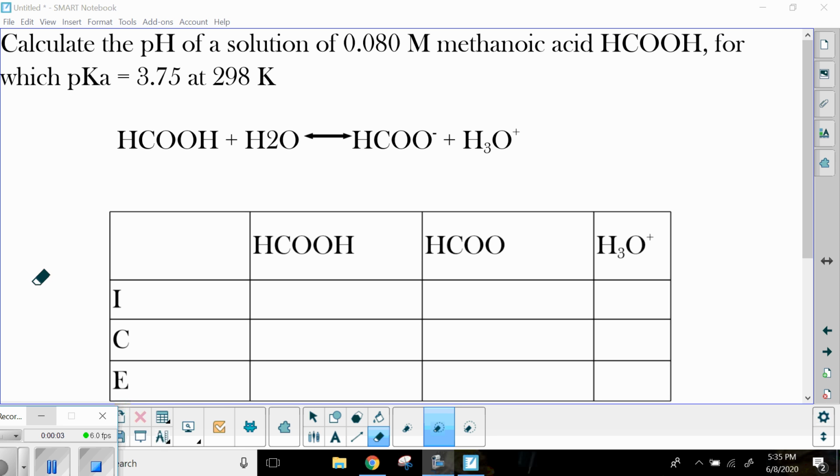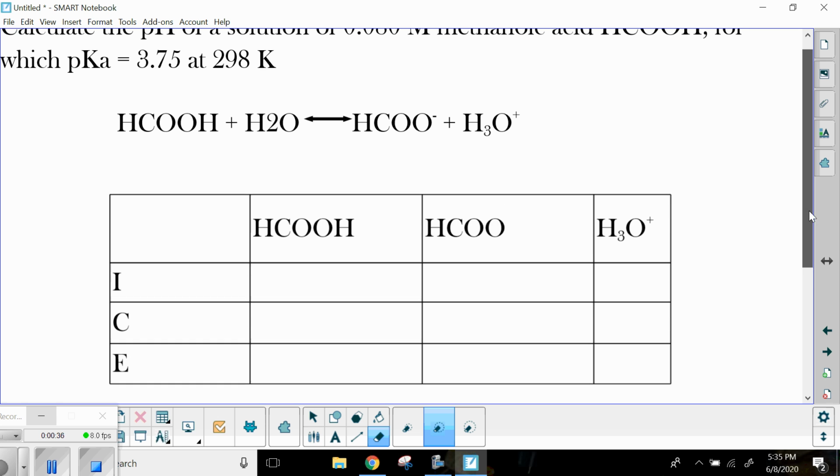Alrighty, last example. In the previous problems, we calculated the Ka values. However, this time we're going to calculate pH values, which is actually a more useful measurement for us to have because we have indicators that can identify those values for us, and pH meters, and so on and so forth. So the problem example here is: calculate the pH of a solution of 0.080 mole per liter methanoic acid, for which the pKa is 3.75 at 298 kelvins.